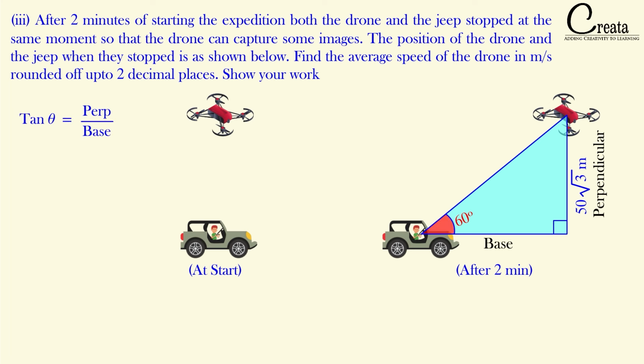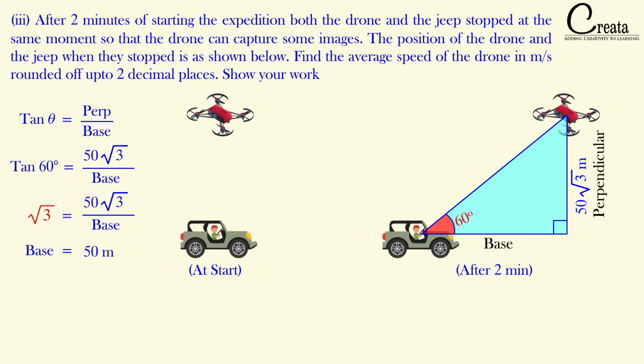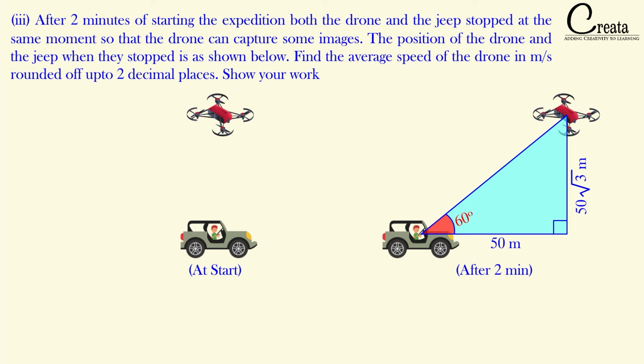So again, let's apply tan theta, which is perpendicular upon base. So tan 60 degree will be equal to 50 root 3 upon base. Base we will calculate. And what is the value of tan 60 degree? It is root 3. So we got the base of this triangle as 50 meters. Got it? This dimension, the horizontal distance between the jeep and the drone, we got as 50 meters.